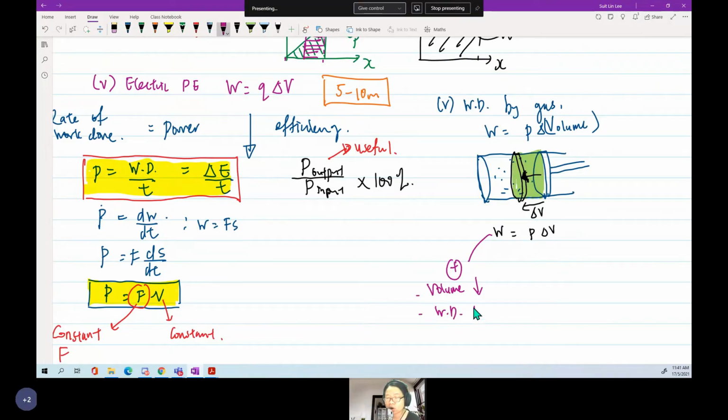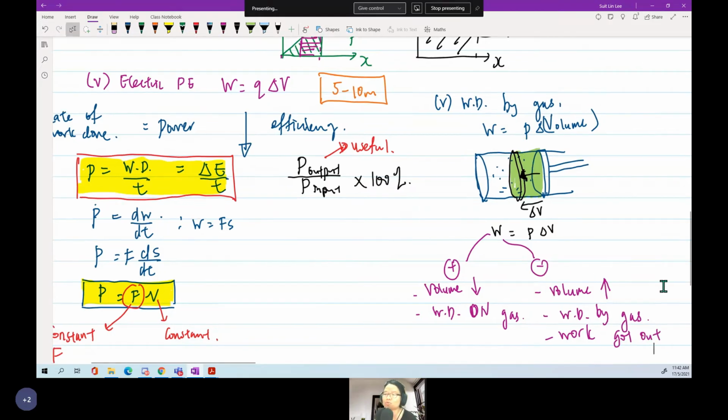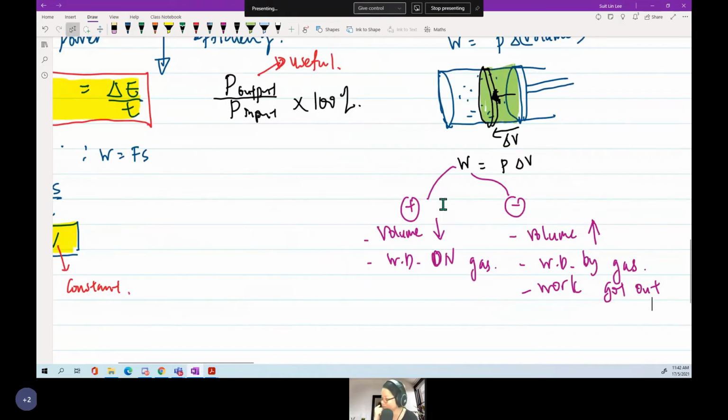Work done on gas. If W is negative, this means volume increase. The gas pushes out. If the gas does the work, the gas loses energy. That's why negative. Work done by gas. That's it. Sometimes they like to say work got out, but my English teacher is scolding me. You go out, go where? I don't know. Work got out.